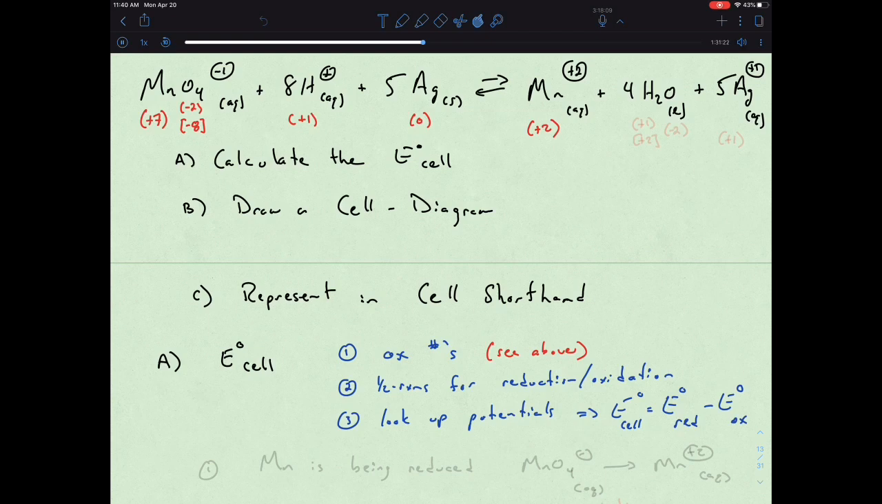If we look at H2O, there's nothing changing there as far as the elements. The hydrogen is still +1, like on the starting material side, and the oxygen is still -2, like on the starting material side as well. And so that means the silver must be the other player, and it actually is. The silver is oxidizing. It's going from the 0 state there to the +1 state.